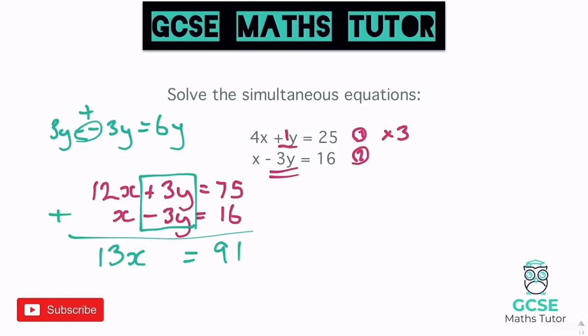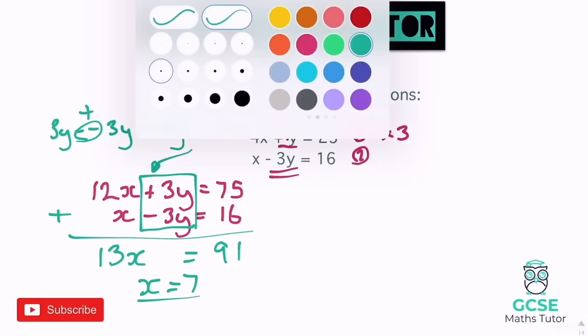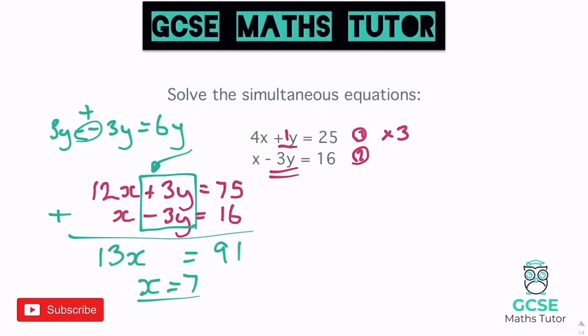Okay, so there is a little way of remembering those. If those symbols there are different, you add them together, and if the signs are the same, you're going to subtract them. But here we are, we have 13x equals 91. If we divide both sides by 13, we get x equals 7. Now when it comes to simultaneous equations, we have to not just find the value of x, but we also have to find the value of y.